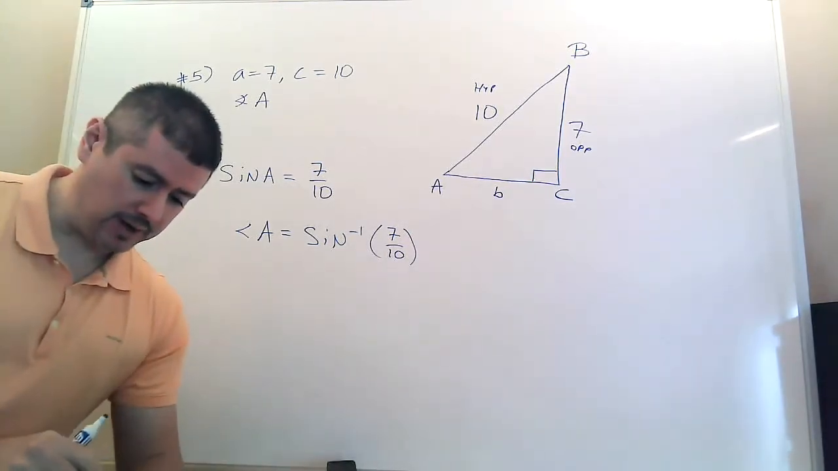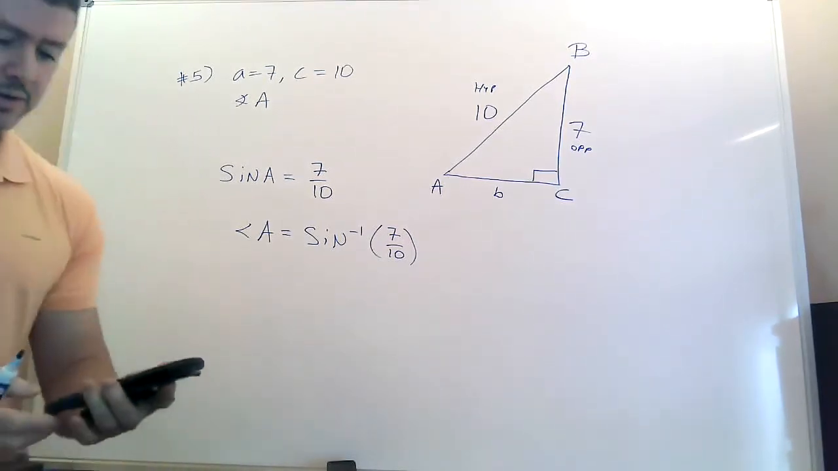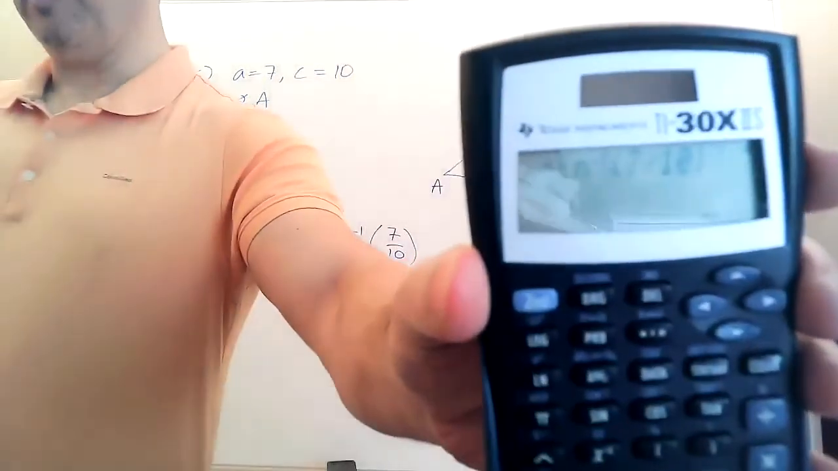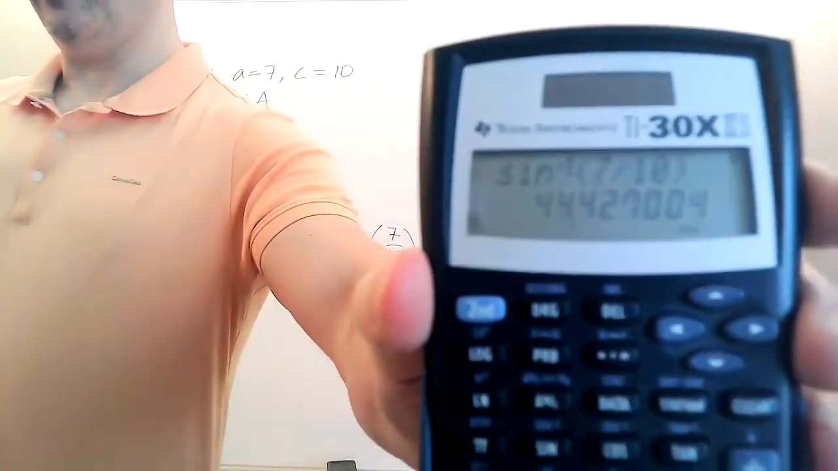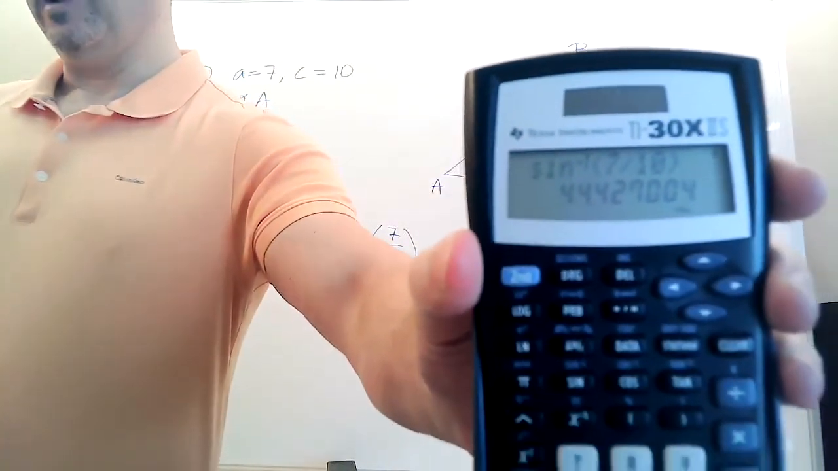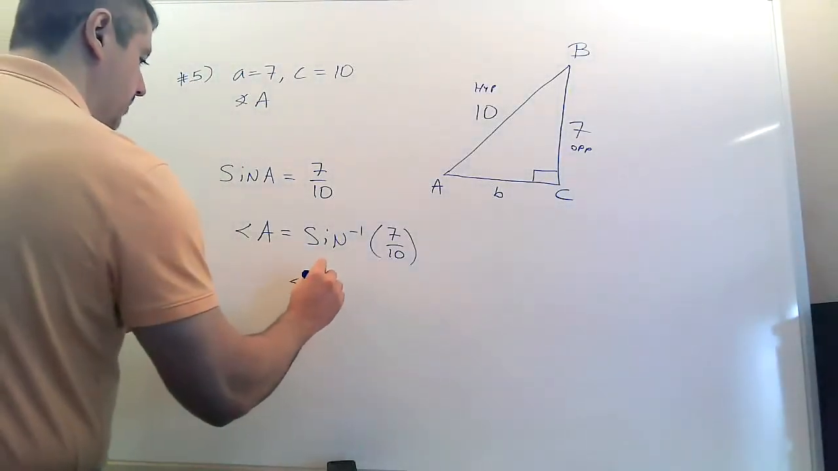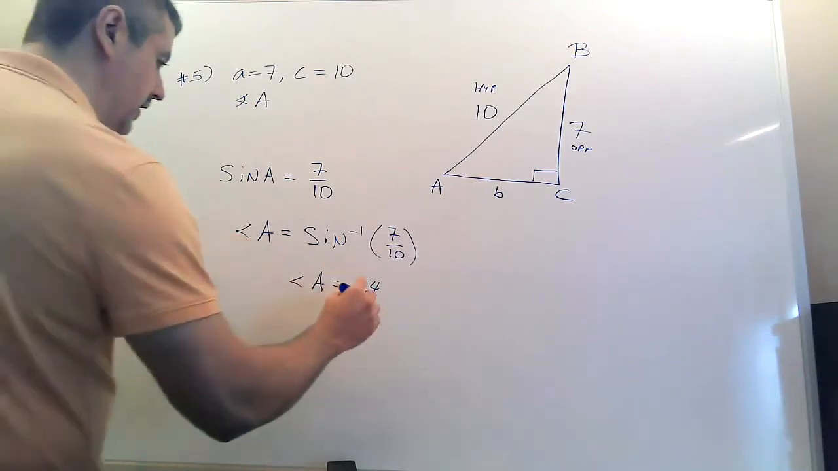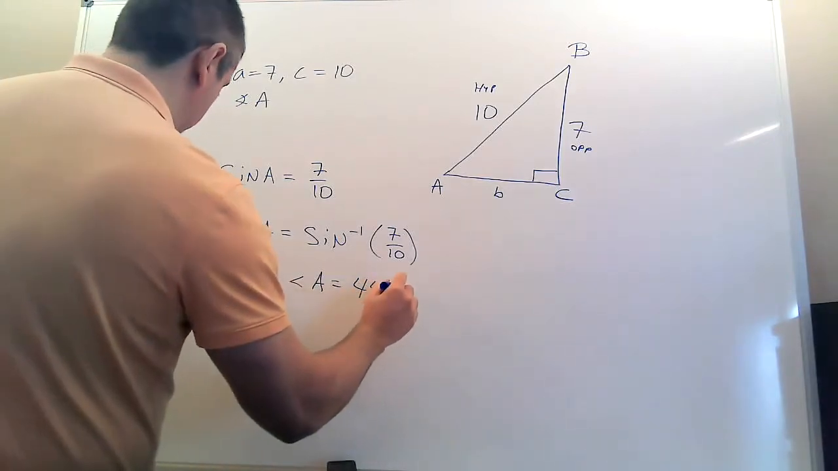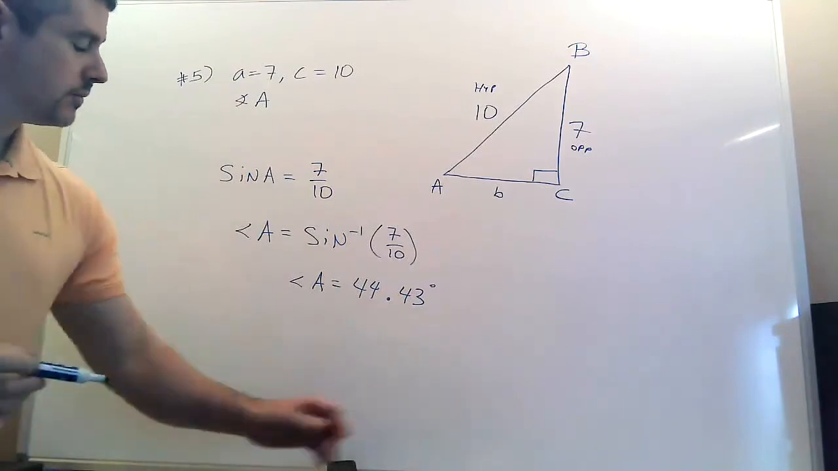Again, do the same thing. I press second, sine, 7 over 10. And this time I did close my parentheses. Then I hit enter. Oh, wow, 44.4. At least it wasn't 44.444. So angle A, I got 44.427. So I'm going to round it to 44 degrees.